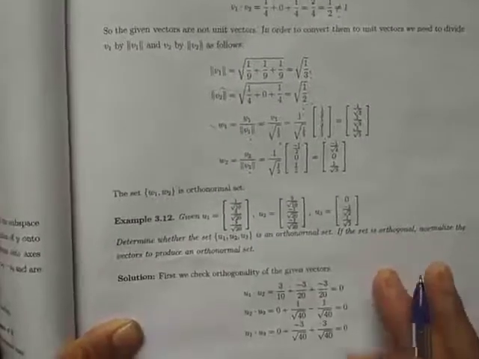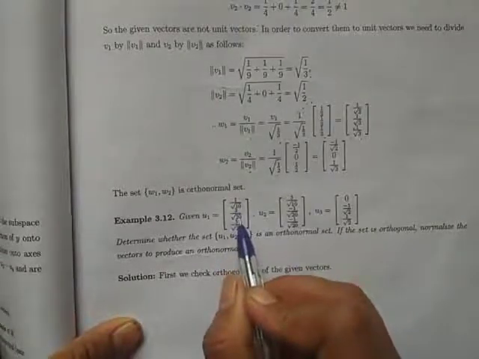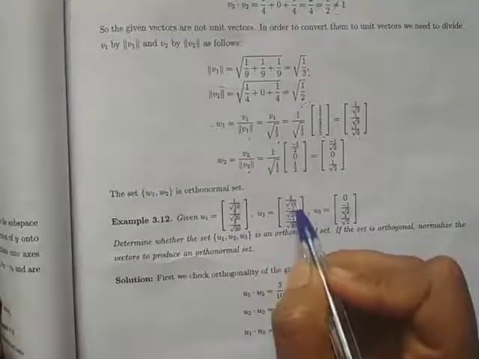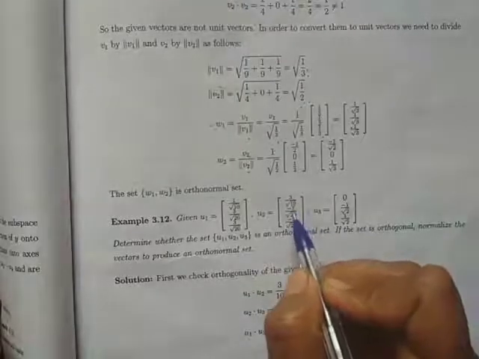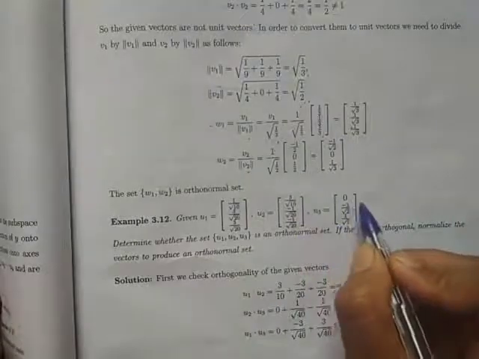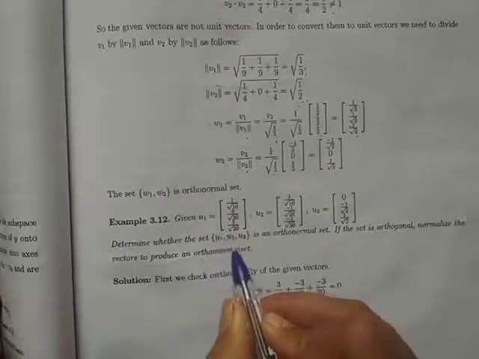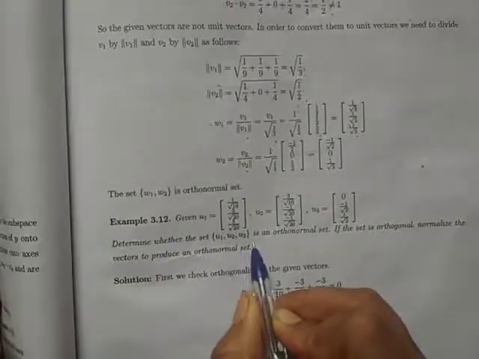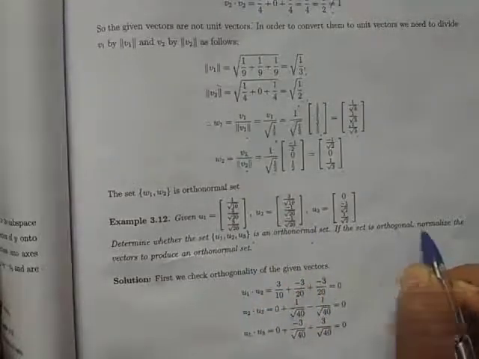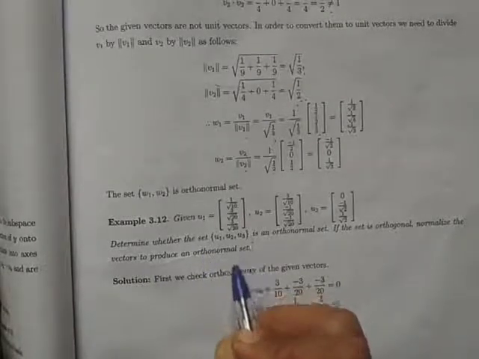Okay. Next, given u1 is equal to the vector 1 upon under root of 10, 3 upon under root of 20, 3 upon under root of 20. u2 is equal to the vector 3 upon under root of 10, minus 1 upon under root of 20, minus 1 upon under root of 20. u3 is equal to the vector 0, minus 1 upon under root of 20, 1 upon under root of 20. We have to determine whether this set u1, u2, u3 is an orthonormal set. If the set is orthogonal, normalize the vectors to produce an orthonormal set. Okay.